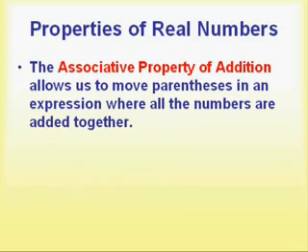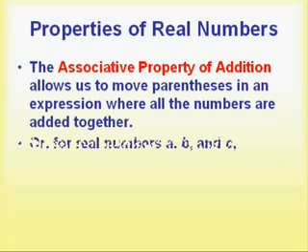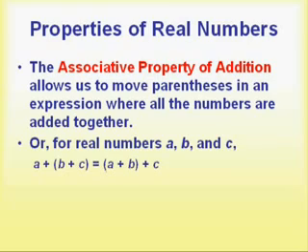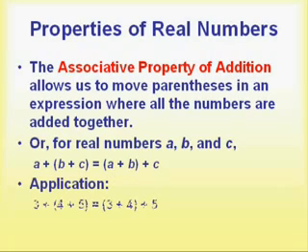The associative property of addition allows us to move parentheses in an expression where all the numbers are added together. For any real numbers a, b, and c, we see that (a plus b) plus c is the same as a plus (b plus c). Changing the variables for numbers, we see (3 plus 4) plus 5 is the same as 3 plus (4 plus 5).